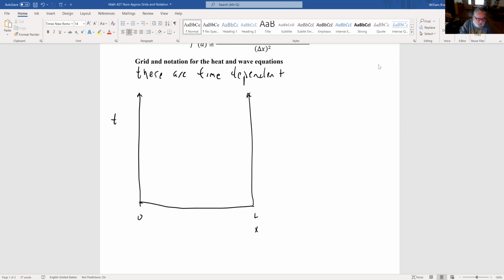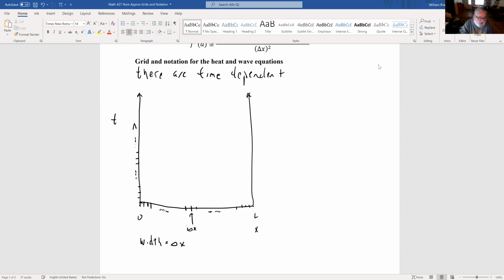So what we're going to do is break up the x distance from 0 to L into a bunch of little segments of width delta x, right? So this is 0, this is 1 times delta x, this is 2 times delta x, 3 times delta x, dot, dot, dot. And this point here is i times delta x, and we get to the end.